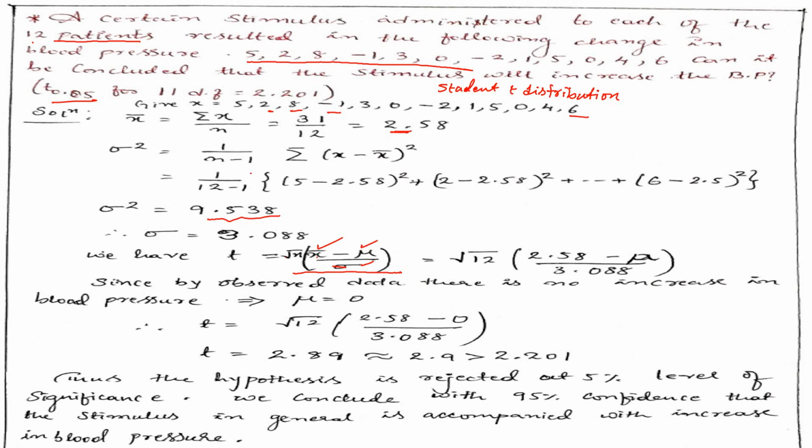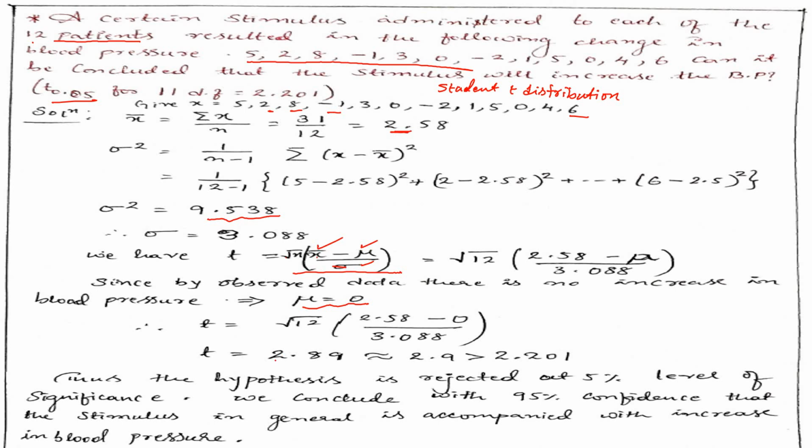Then substituting these values, mu, x bar, and so on. Here mu is not given. We should assume that since by observed data there is no increase in blood pressure, we consider mu equal to 0. In some cases they will provide you the mean of the distribution, so you can consider that mean value and substitute it. In this case they have not given, and we observe by given data that there is no increase in blood pressure. That's why we consider mean value as 0.